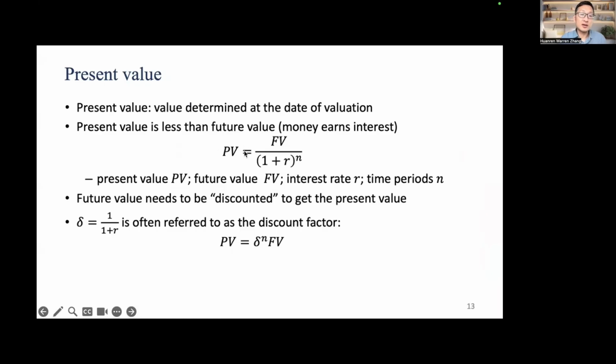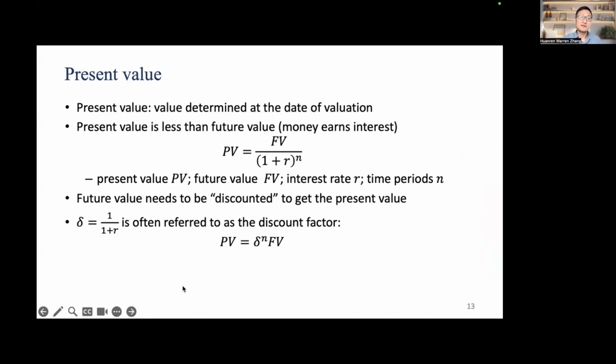So here is the idea. The present value is PV and the future value is FV. And suppose the future is n periods later, right? So that means the future value to be converted to the present value has to be divided by 1 plus interest rate to the nth power. Right? So that's the idea of the formula, how to calculate the present value. Future value needs to be discounted to get the present value.